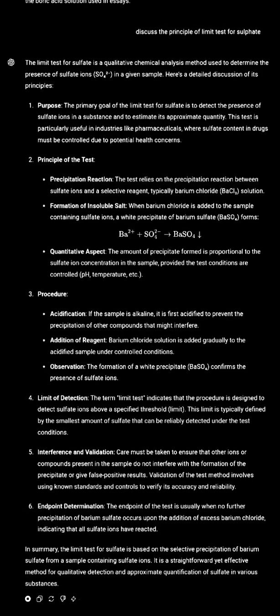In summary, the limit test for sulfate is based on the selective precipitation of barium sulfate from a sample containing sulfate ions. It is a straightforward yet effective method for qualitative detection and approximate quantification of sulfate in various substances.